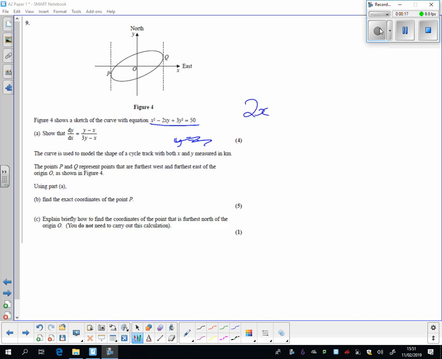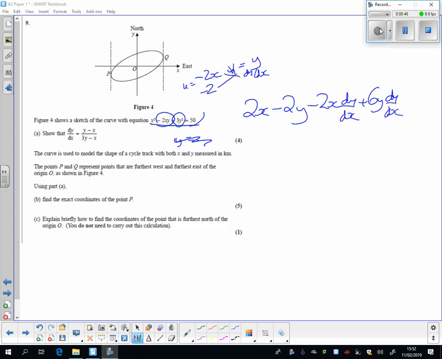So the x squared goes to 2x. And then I've got a product here, a product with two parts. This bit here differentiates to -2, and this one here to dy by dx. So we've got -2y minus 2x dy by dx there. We've got 3y squared here. That's going to 6y dy by dx. And always remember that when you differentiate numbers, they go to 0. Let's get that out of the way.